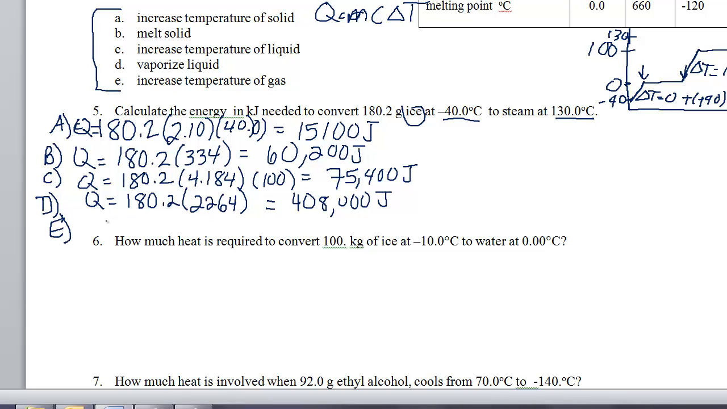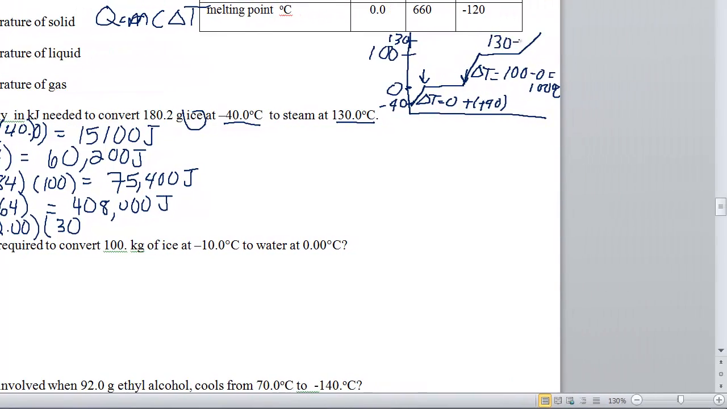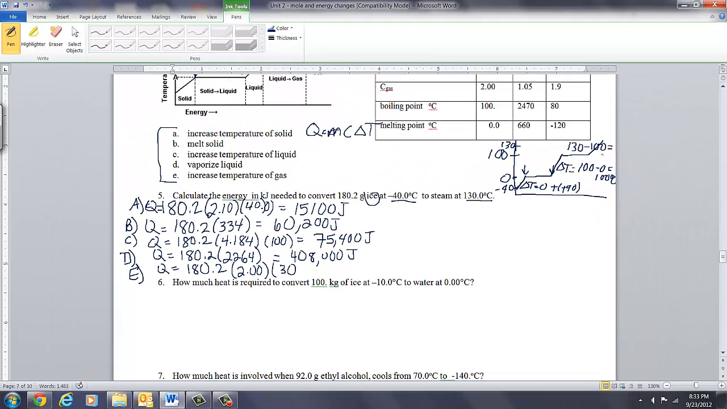The last step, heat just the steam. So mass, specific heat, this time is for a steam, for a gas, and I'm only heating it 30 degrees, because if I come up here, I'm going from 130 minus 100, so I get 30 degrees. It's changing at this point right here. So then that took 10,800 joules for that point.